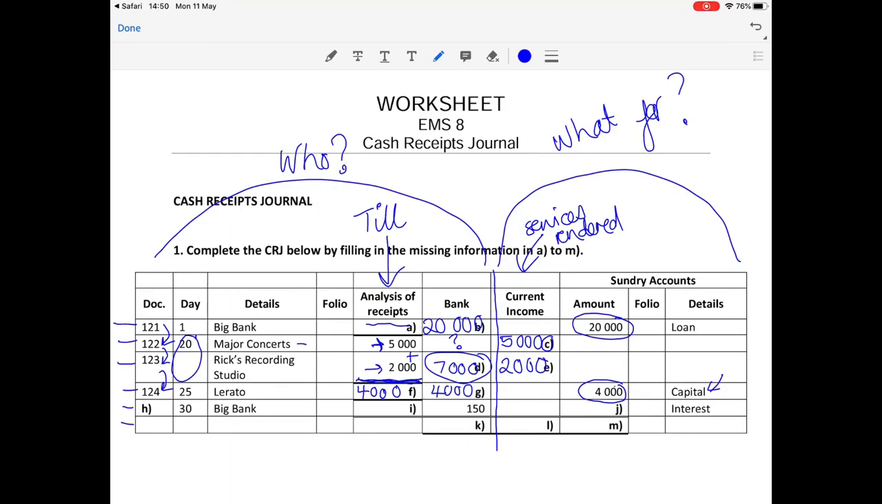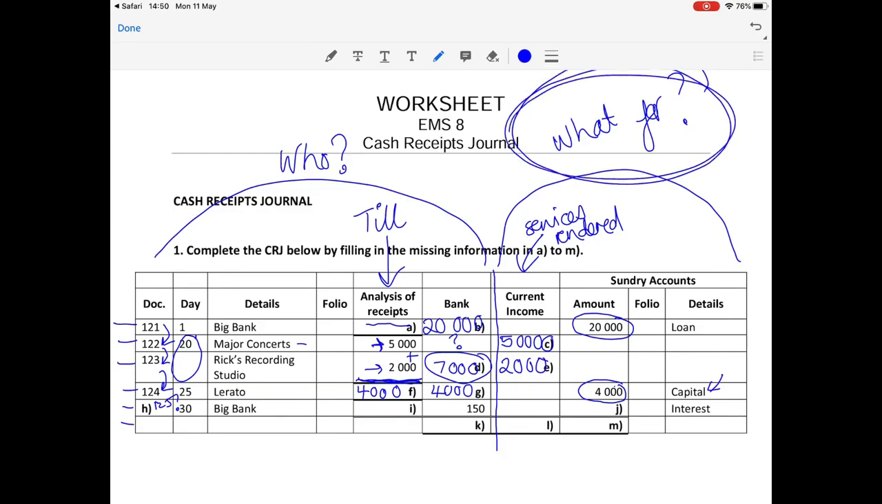Next transaction, we have H in the doc column. It could be a follow-on. It could be 125 as the new source document number. Let's just have a look at what the transaction is before we decide what to put there. This transaction happened on the 30th of the month, and we come back to Big Bank. That seems to be the banker of this business. Our analysis of receipts column is empty. The bank column is recording income of 150 Rand.